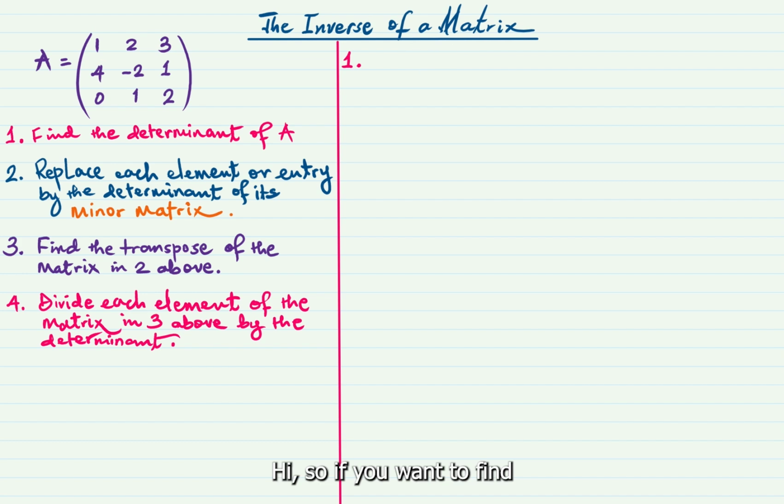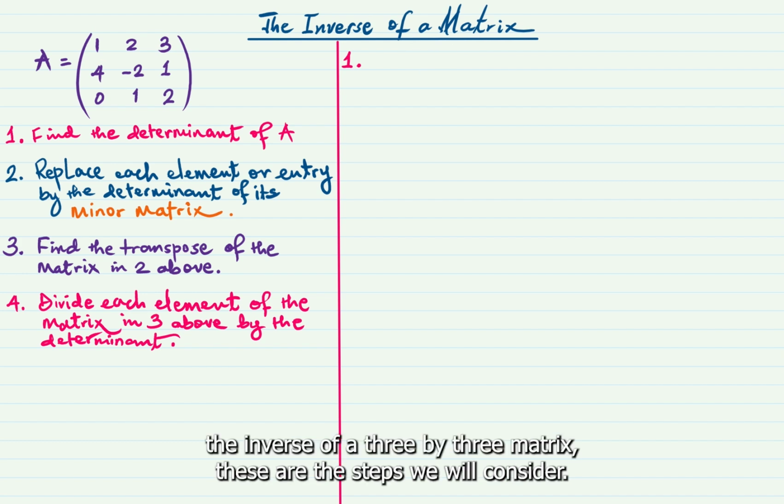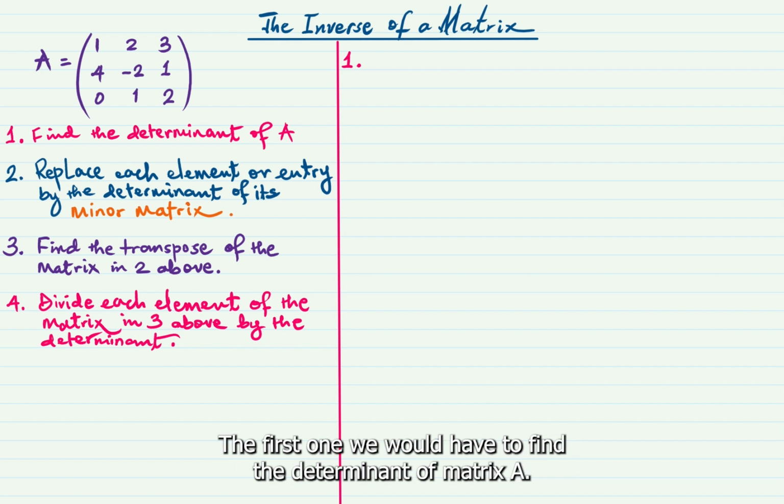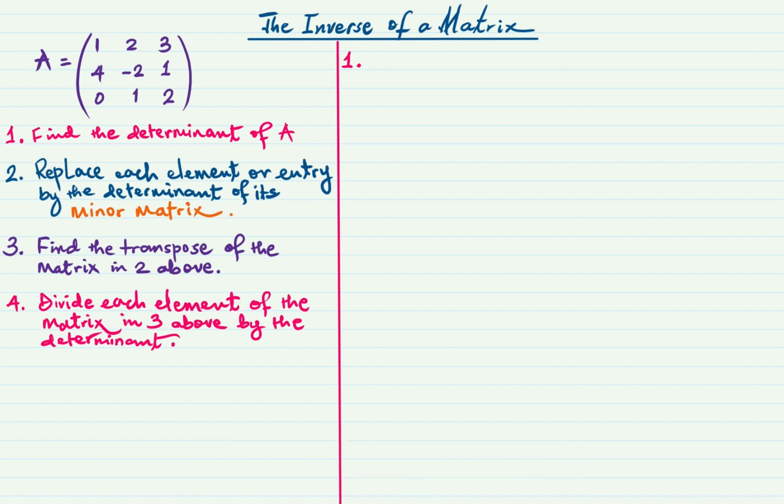Hi, so if you want to find the inverse of a 3 by 3 matrix, these are the steps that we will consider. The first one, we would have to find the determinant of matrix A. We'll consider the other steps as we go on, but for the first one, let's get to doing that.